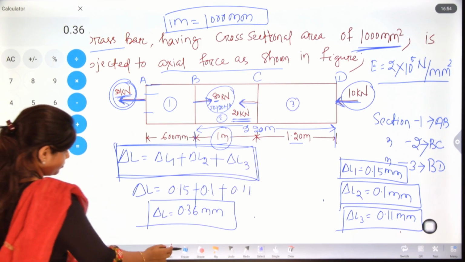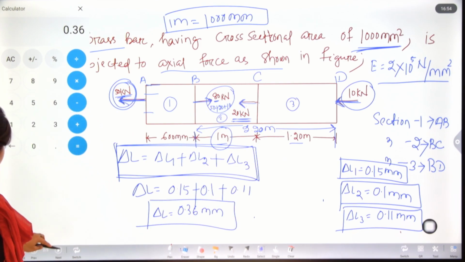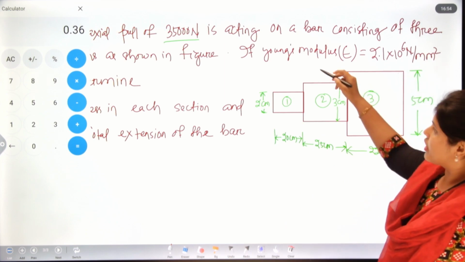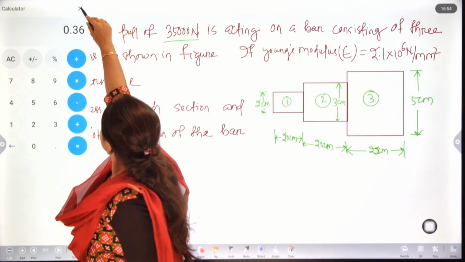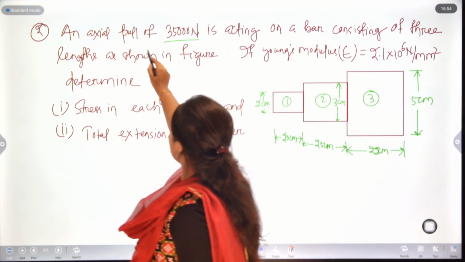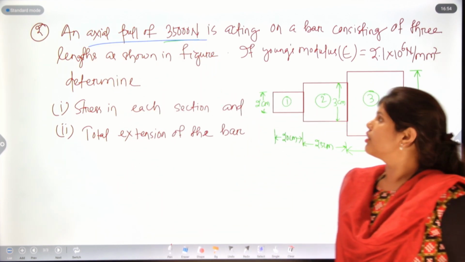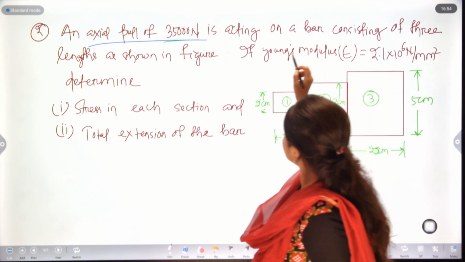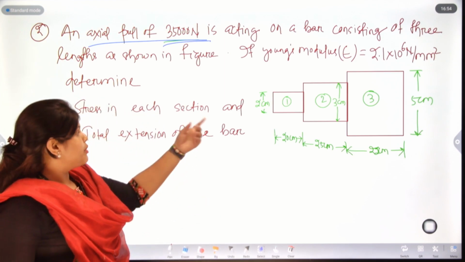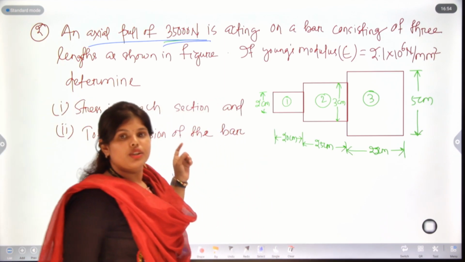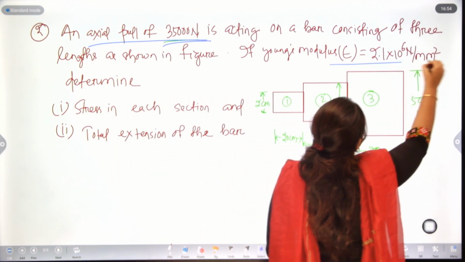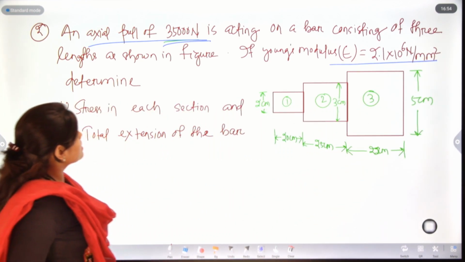So, in our next numerical, we need to understand the question as it is completely different from that question. Here the axial pull is 35,000 Newton, and here the load is constant, but your diameter is different. In that case, your load was different and the cross sectional area was similar. Your Young's modulus is given as 2.1 into 10 to the power 6.